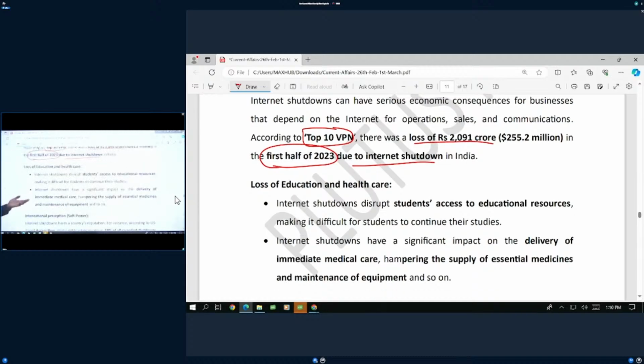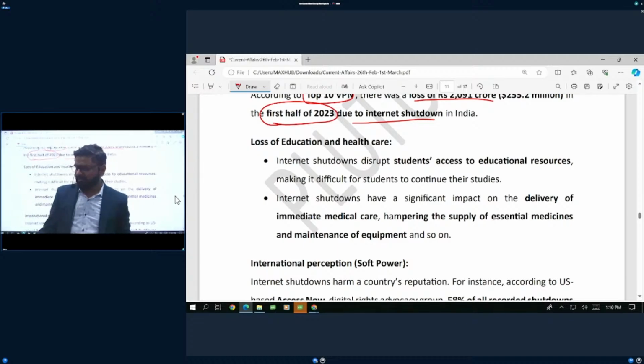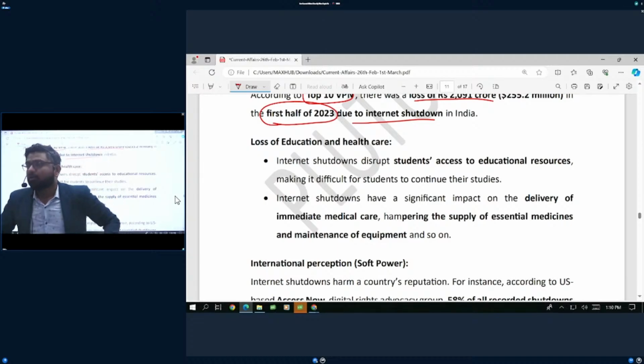Now comes loss of education. You already know this. For example, during the internet ban in Jammu and Kashmir for a long time, there were a lot of people who were preparing for civil services and other exams. They found it very hard to study. Everything is online nowadays.